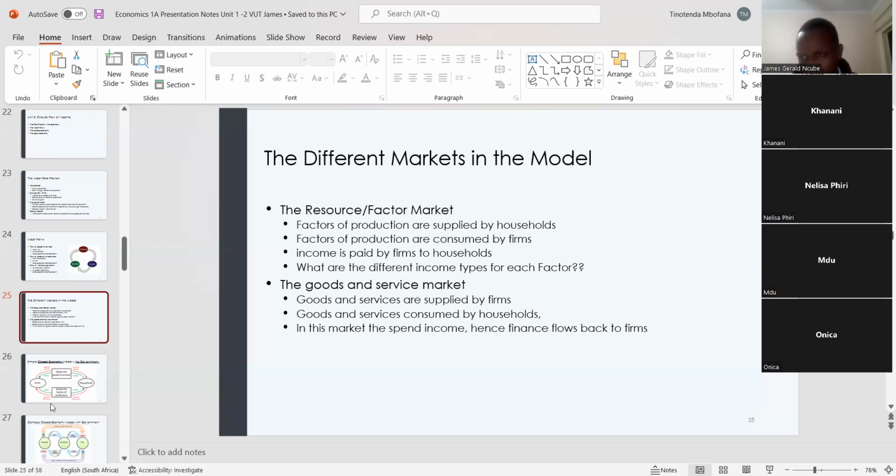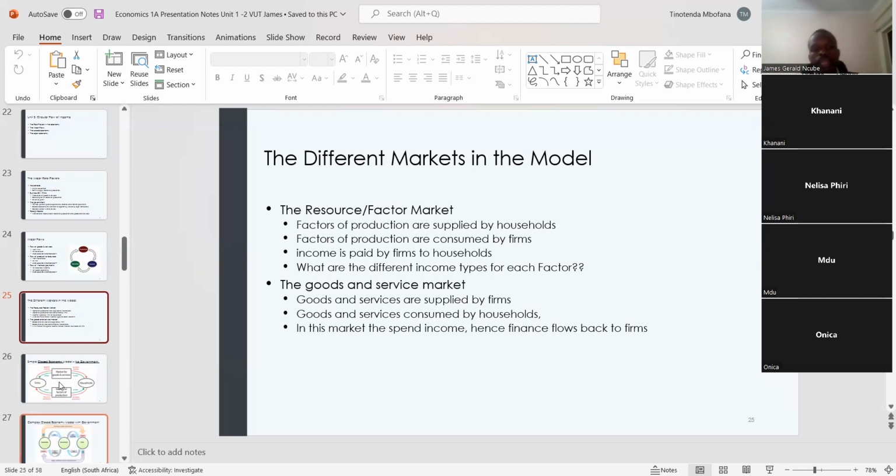And then in the goods and services market, this is where you get your laptops, your orange juice, your phones, and whatnot. In this market, the company is the producer and the household is the consumer, where we find the spending happening within that market. So those are the two key markets that you're going to get. The other two we'll talk about later.